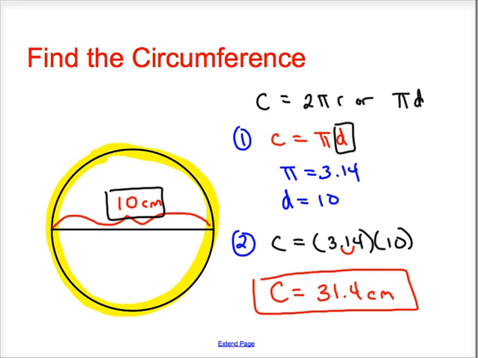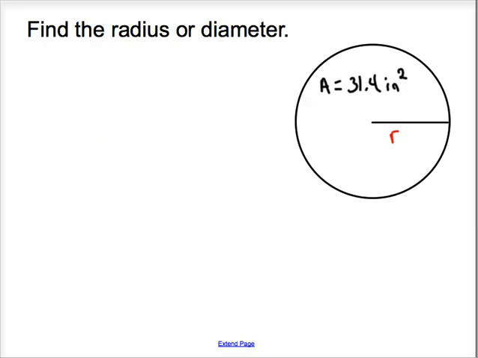So we found area, we found distance. Now let's move on to our next type of problem. In this problem it says find the radius or diameter. In this case I'm looking for the radius, but what it's giving me is the area, 3.14. Now this could be a little tricky, but let's go back into our formula. So we say area equals 3.14, so it's pi r squared, and we don't know what r is, but r is squared.